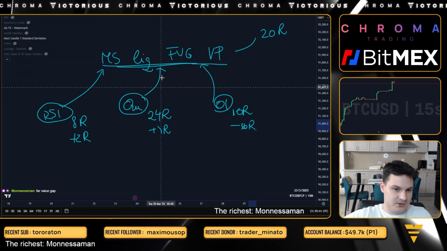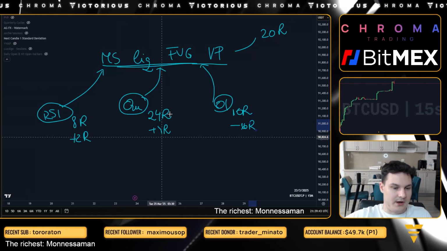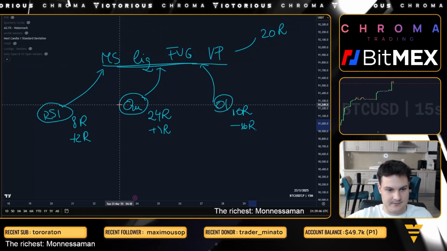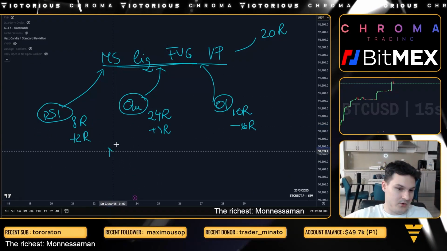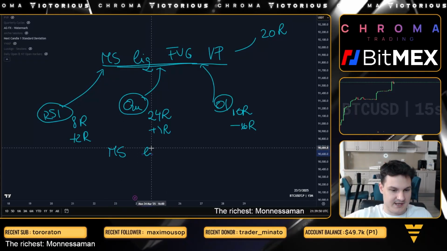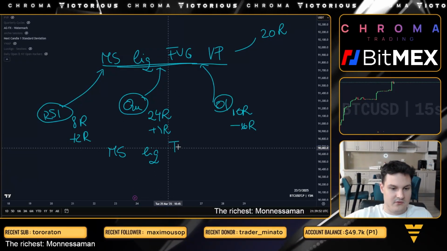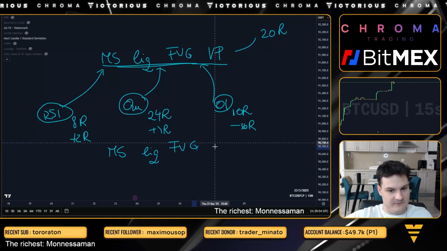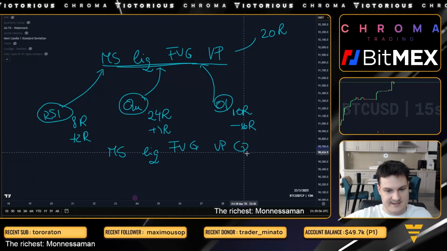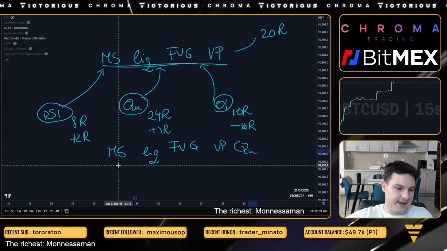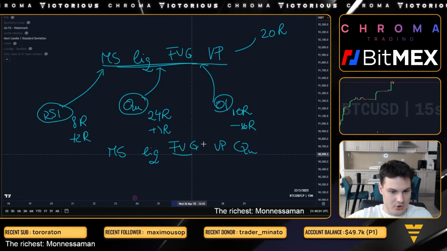And by doing this you have now integrated quarterly cycles into your system. Let's say now you have a system with market structure, liquidity, fair value gaps, volume profiles and quarterly cycles, and you feel like lately price has ignored fair value gaps.